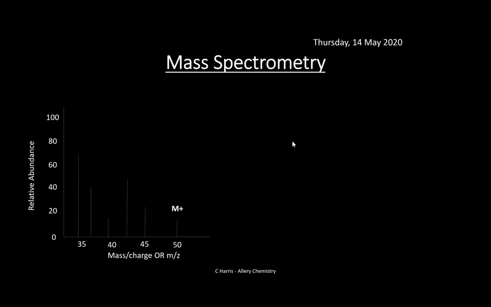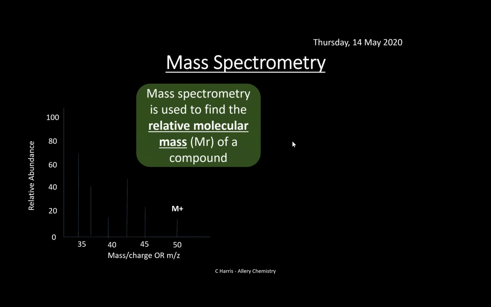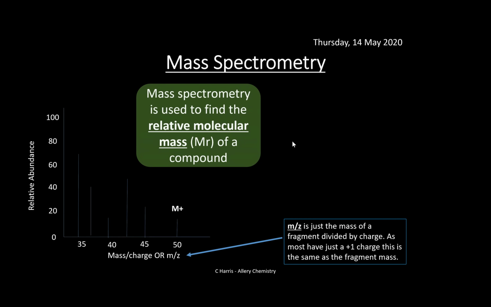Okay, so the first thing I'm going to do is look at mass spectrometry. Mass spectrometry is used to find the molecular mass of a compound, so that's the relative molecular mass, which is the Mr. And it actually has a spectrum, as you can see on the left there, of various lines, and the lines correspond to fragments of the original molecule that we've actually put under test.